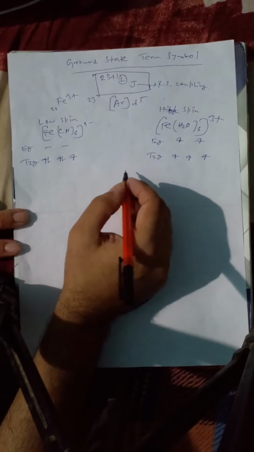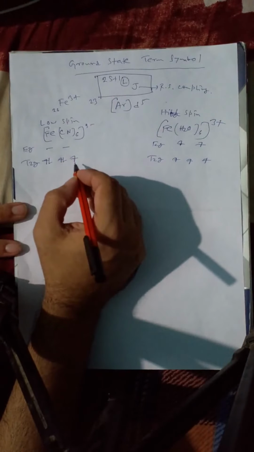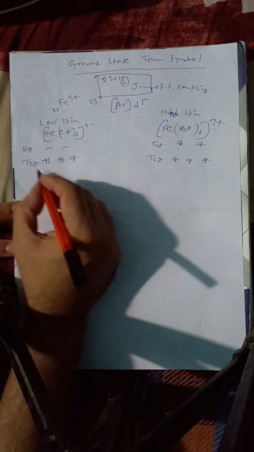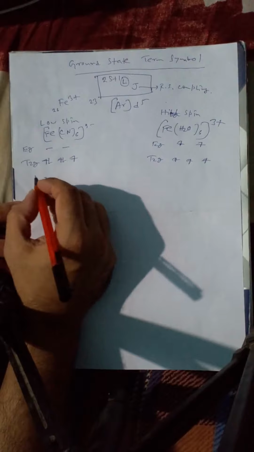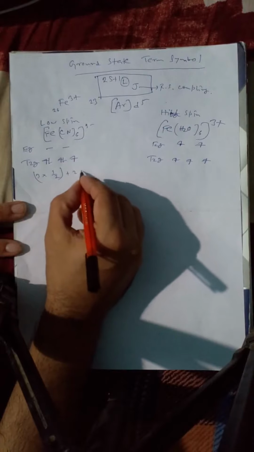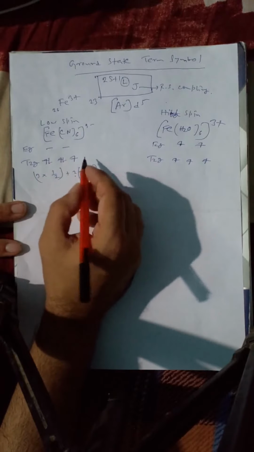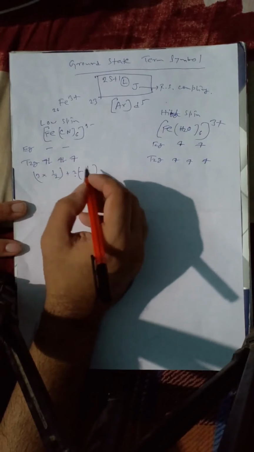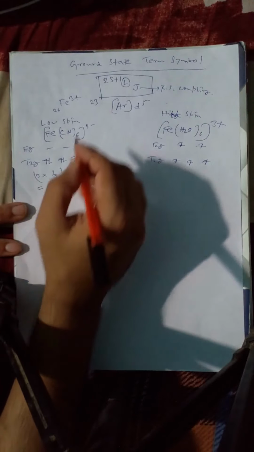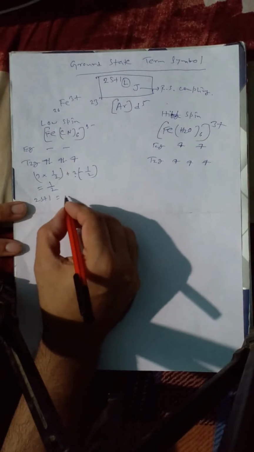Now for the low spin system, we have to determine S, which is the total spin quantum number. Here two electrons are paired, so the total spin quantum number will be 3 into half plus 2 into minus half, because 3 electrons are in positive spin and 2 of them are in negative spin. The resultant spin quantum number is half. So the spin multiplicity 2S plus 1 is 2.